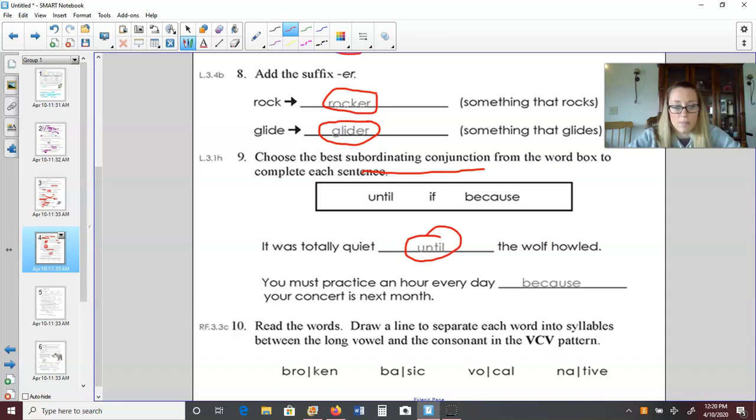And you must practice an hour every day. Your concert is next month. We're going to say because your concert is next month. This is a little cause and effect sentence.